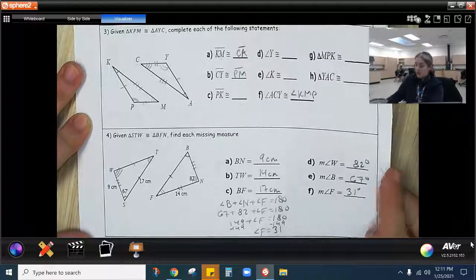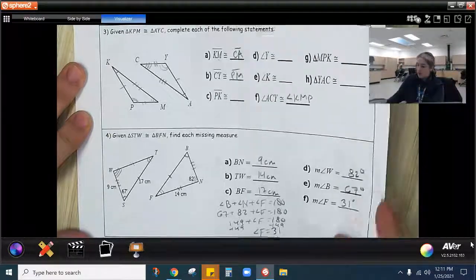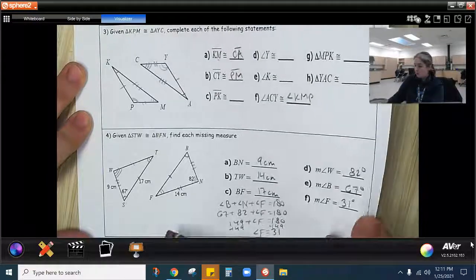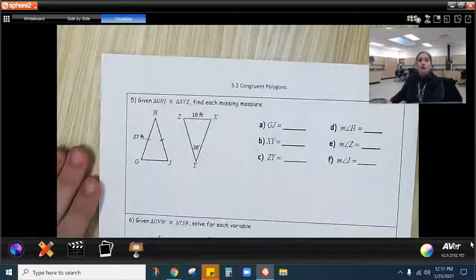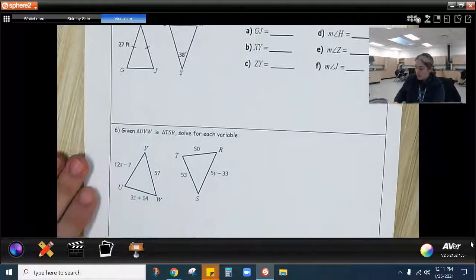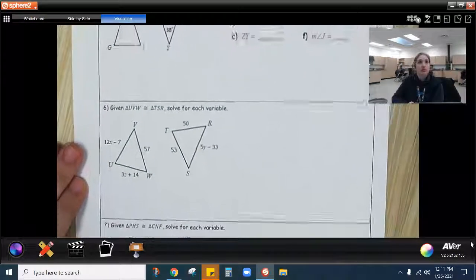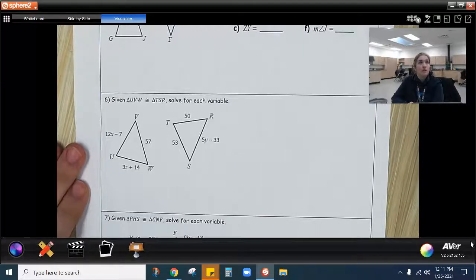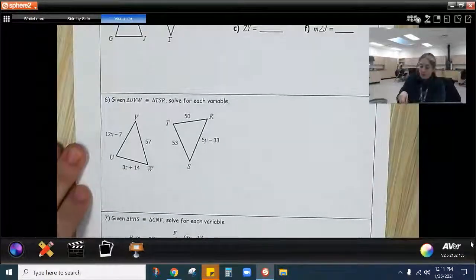All right, I'm going to look at the next page with some more practice problems. There we go. All right, for our first one here, you want to find each missing measure. So it's just like the one we did. I will leave that one up to you. But I do want to go through number 6 together. Again, it's really important that you mark what you know.